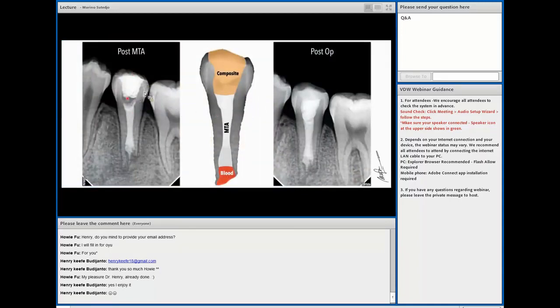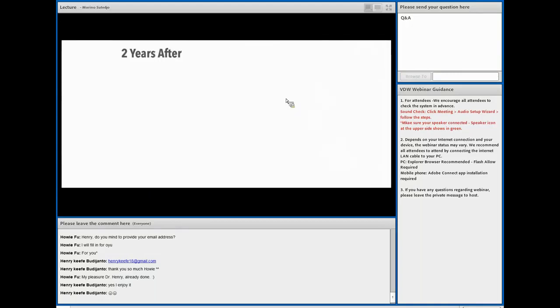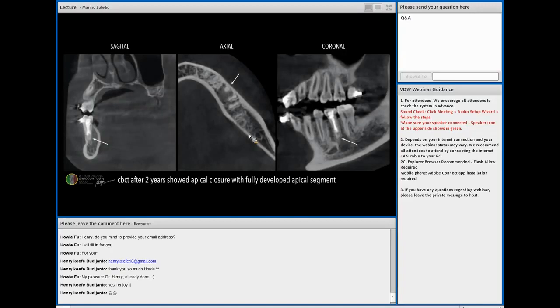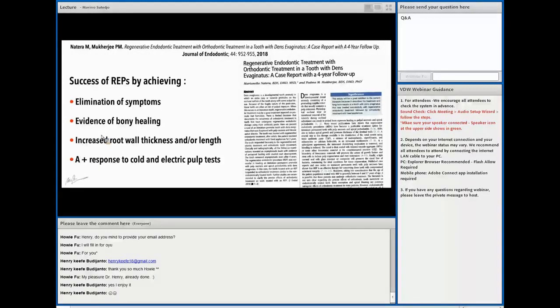In this case, I put a space between my MTA and my temporary filling. And this is the post-op after my composite bonded restorations. And you can see the 2 years after, this is the follow-up of 2 years. You can see that the apical area now is growing back from 2 years after. And this tooth has been orthodontically treated and has no problem whatsoever. And you can see now the apical area is growing. CBCT has confirmed it.